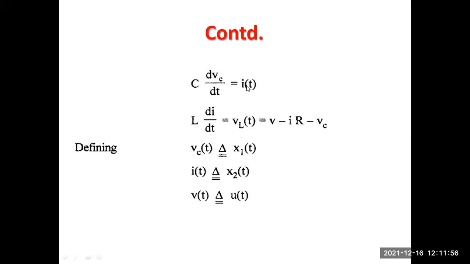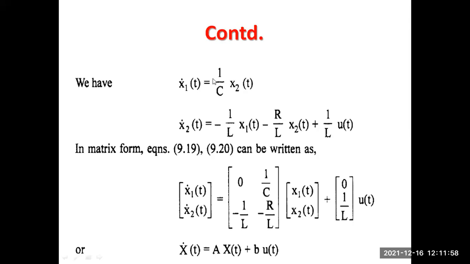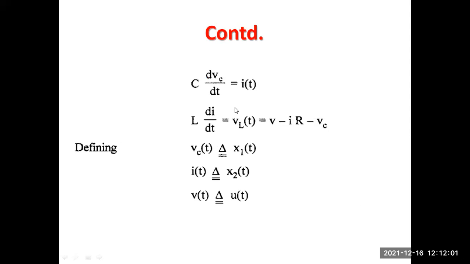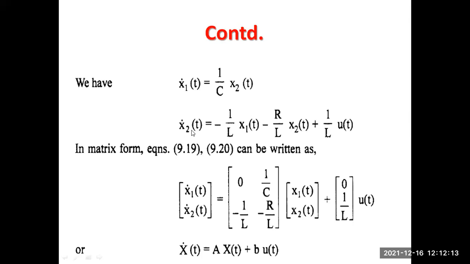So C into x1 dot equals i(t). So x1 dot(t) will be equal to 1 by C into x2(t). And L into di by dt: here we'll write L x2 dot equal to VL, equal to V minus iR minus Vc. So x2 dot(t) equals minus 1 by L x1(t) minus R by L x2(t) plus 1 by L u(t). So x1 dot(t) and x2 dot(t) are represented as [0, 1 by C; minus 1 by L, minus R by L] times [x1, x2] plus [0, 1 by L] u(t).